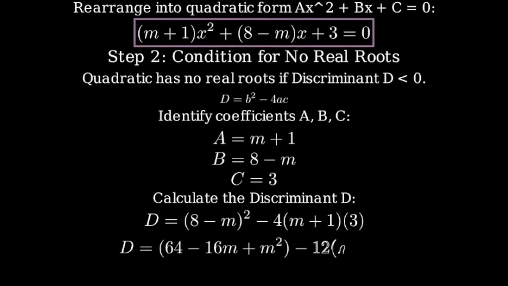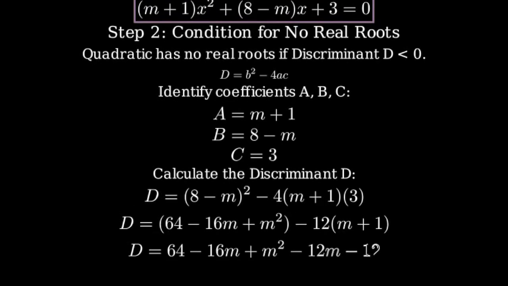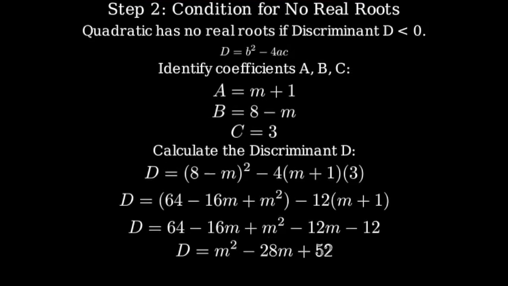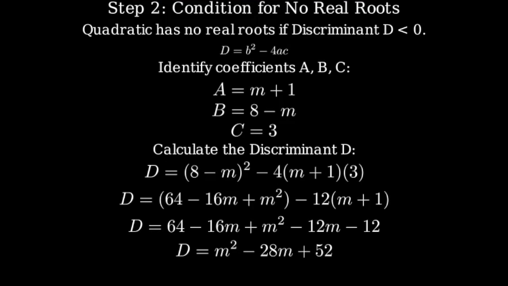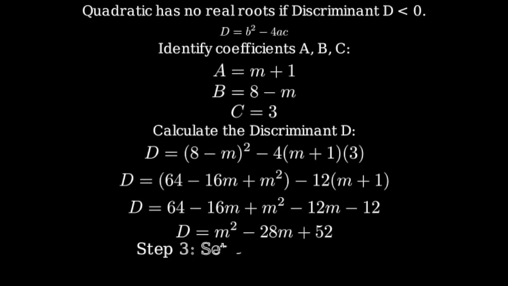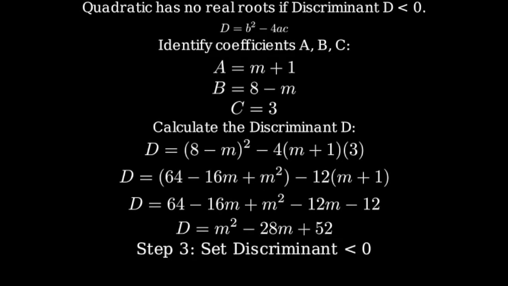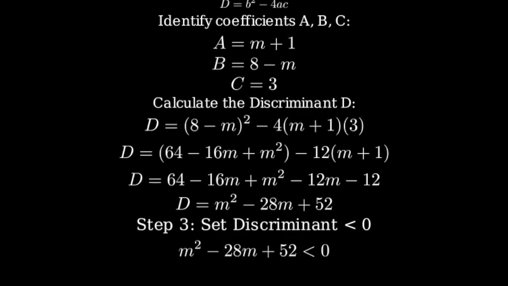8 minus m squared is 64 minus 16m plus m squared. And minus 4 times 3 times (m plus 1) is minus 12 times (m plus 1), which is minus 12m minus 12. Combining terms, we get m squared, minus 16m minus 12m is minus 28m, and 64 minus 12 is plus 52. We need the condition for no real roots, which is d less than 0. So we must solve the inequality m squared minus 28m plus 52 is less than 0.